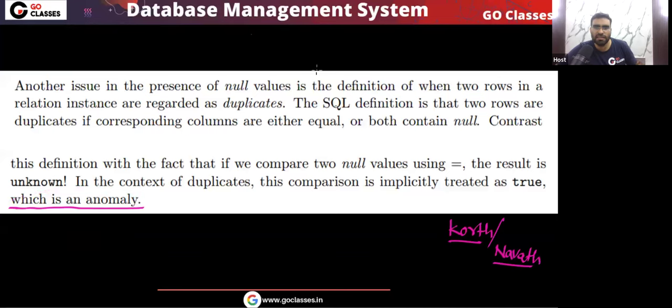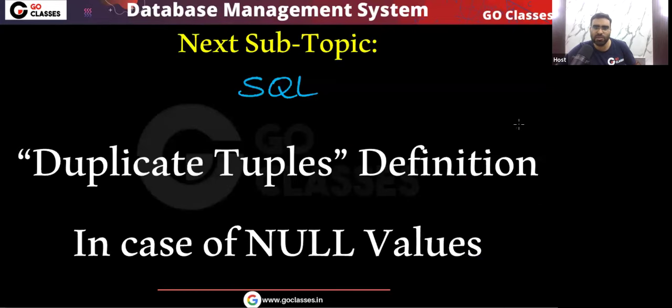What you are thinking is written here. There is a contrast. Yes or no? Null equal to null is unknown. That is written here in this book: if you compare two null values, then the result will be unknown. But in the context of duplicates, you will consider them as duplicates. Is this clear? I understand your feelings. But I am just telling you the definition of duplicate tuples in case of null values.